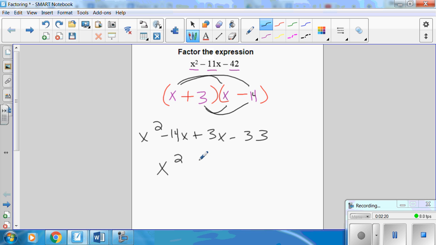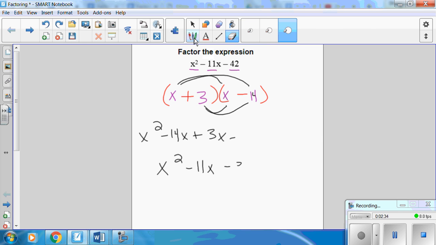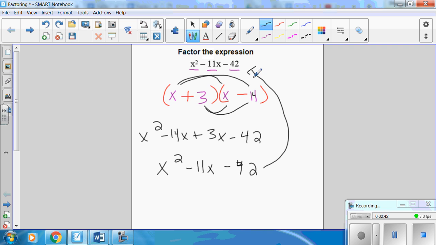Negative 14 plus 3, that's negative 11x. And then bring down the 33. No, I messed that up too. 3 times 14 is 42. So that messed up two of my terms. Okay, so now minus 42. And now it does match up with what we have above. And that's why we always want to multiply this through to check to make sure we have the right answer. So x plus 3 in one parentheses, x minus 14 in the other.